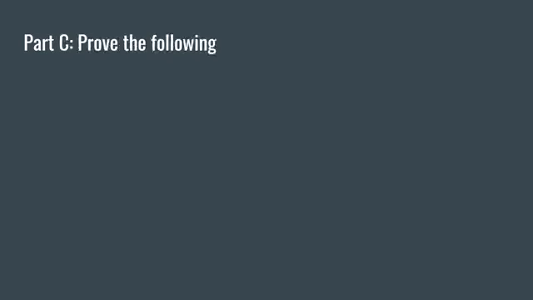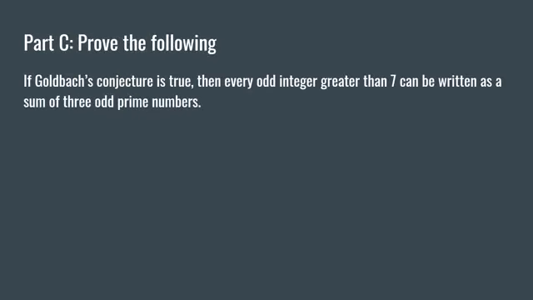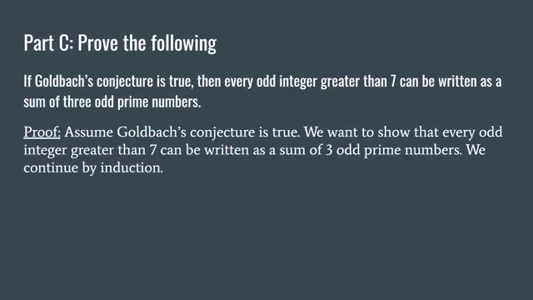So moving on to part C, we are asked to prove the following. If Goldbach's conjecture is true, then every odd integer greater than 7 can be written as a sum of three odd prime numbers. So getting into this proof, we're once again assuming Goldbach's conjecture is true. Just to make it super easy and clear, we want to show that every odd integer greater than 7 can be written as a sum of three odd prime numbers. And once again, I've chosen to continue by induction.